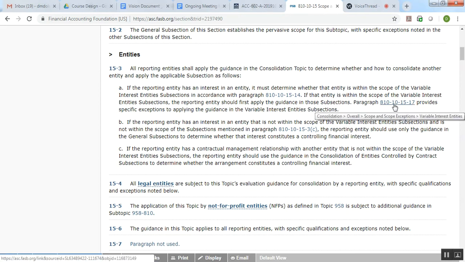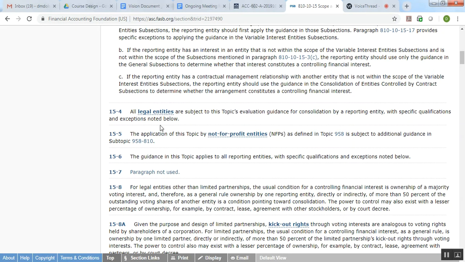This guidance here provides specific exemptions, okay, and we'll go to that in a minute. If it's not within the scope, then it gives you a different set of guidance to go to. And then if it's a contractual management relationship with another entity, it's not in the scope of this. So you'll see that the guidance does this a lot. It gives you different options or different subsections to refer to that you kind of have to follow through. The guidance sometimes is referred to as a maze, or that you have to kind of tunnel your way through to the end. So let's skip ahead.